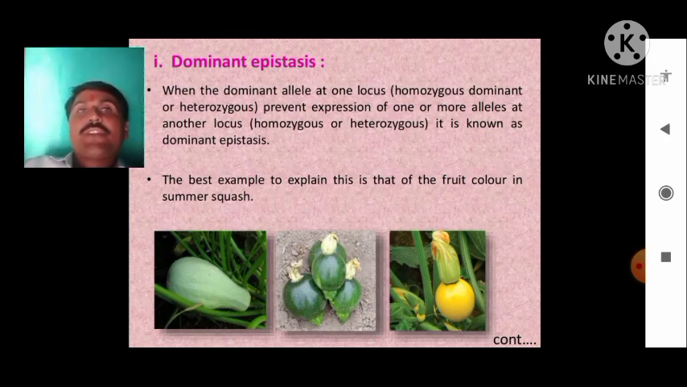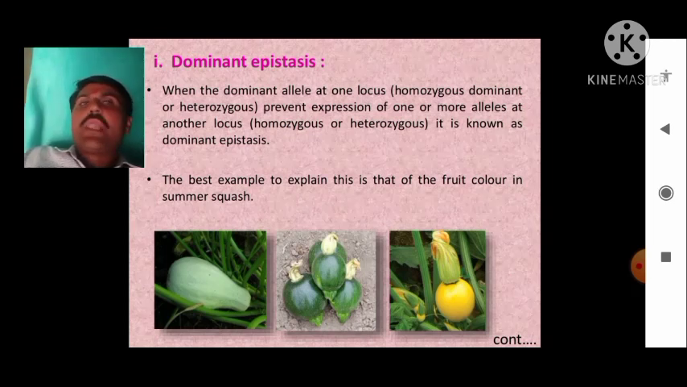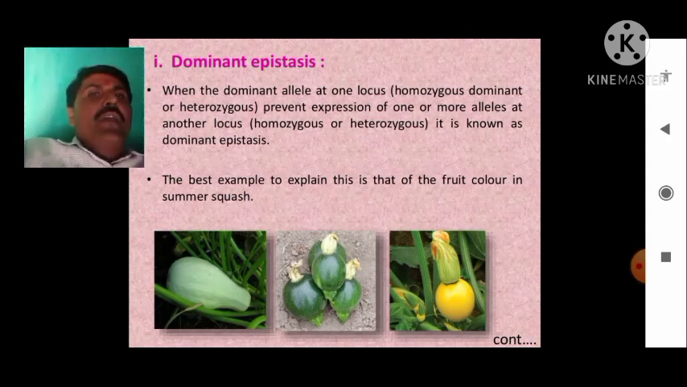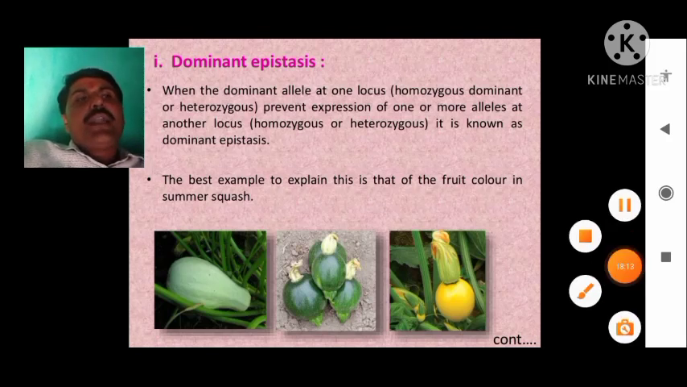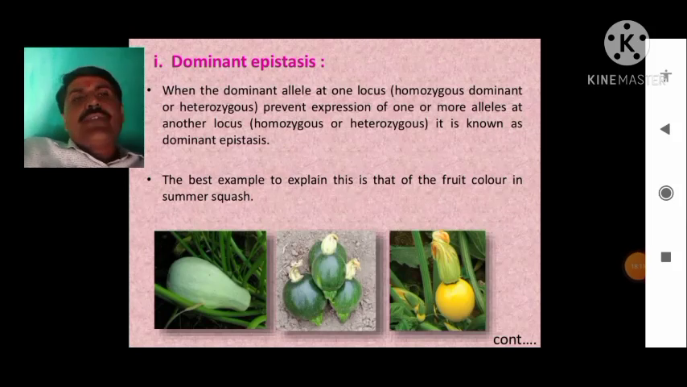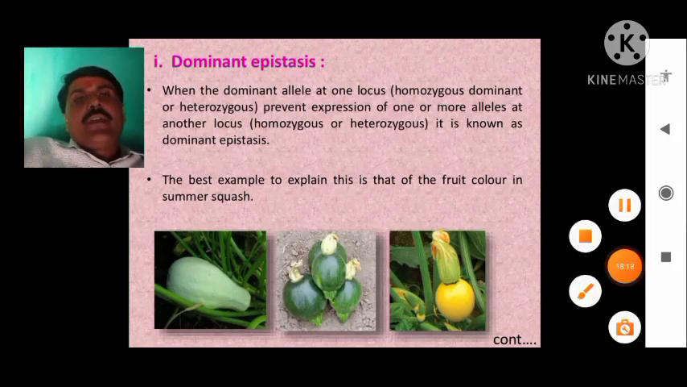And what is the function of the genes in this condition? In dominant epistasis, the dominant allele at one locus, whether homozygous dominant or heterozygous dominant, prevents expression of one or more alleles at another locus. That is known as dominant epistasis. With this we stop today's video. The rest of the part we will study in our next video. Till then, please revise it.